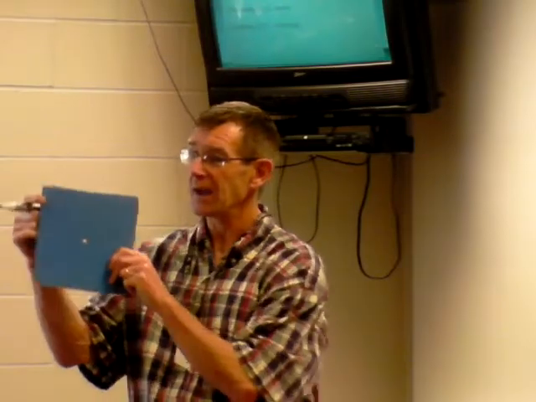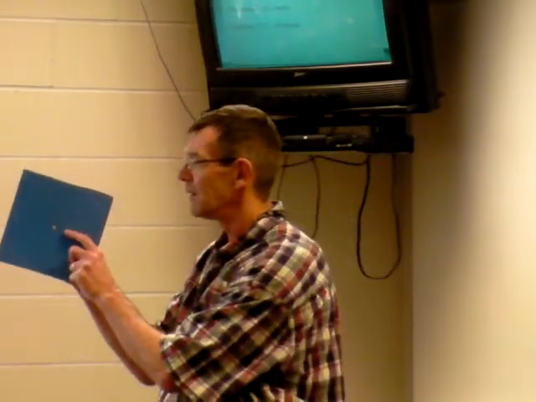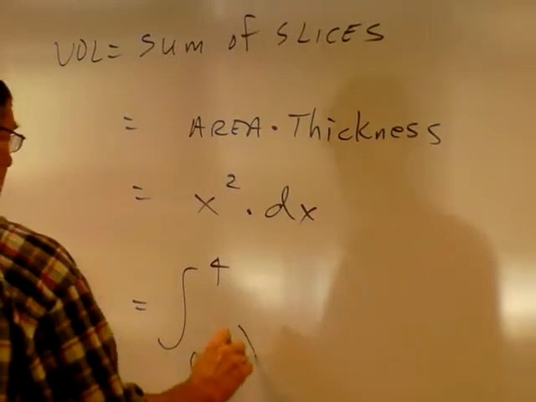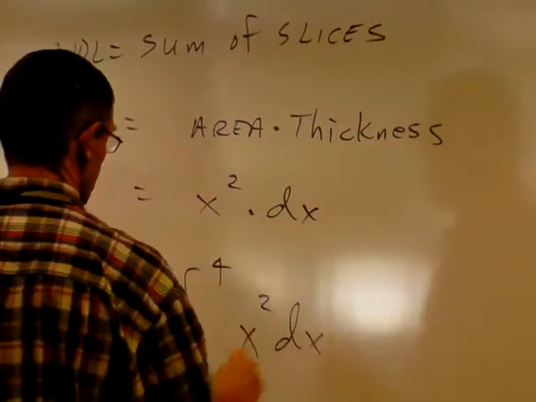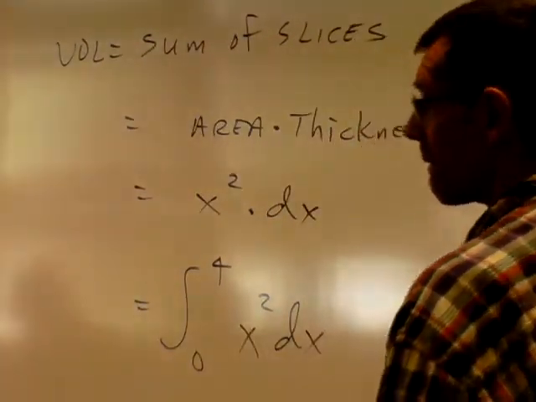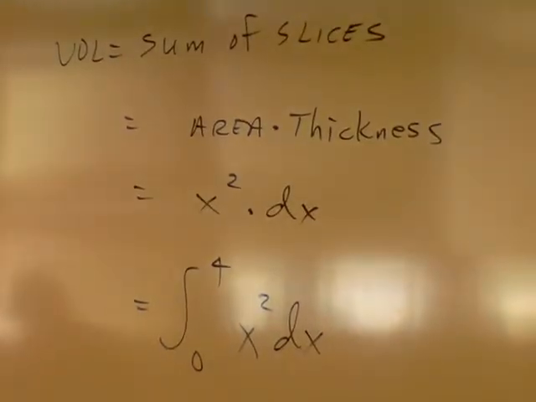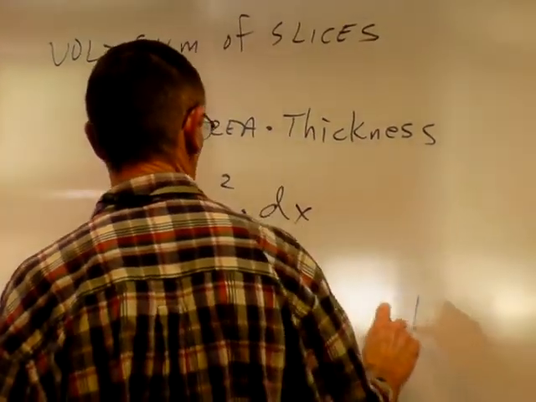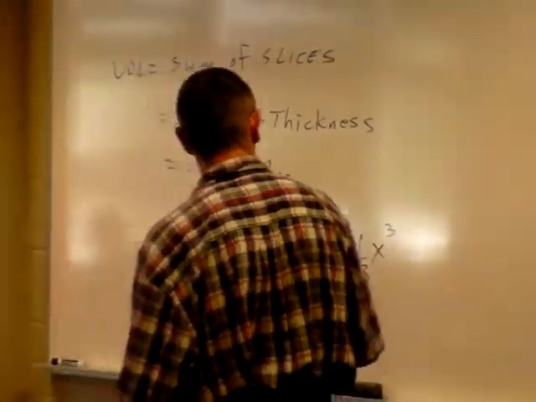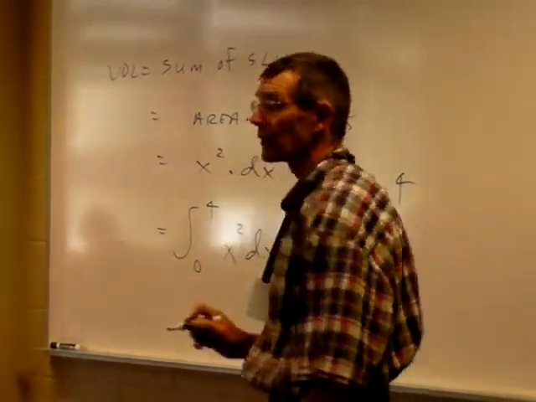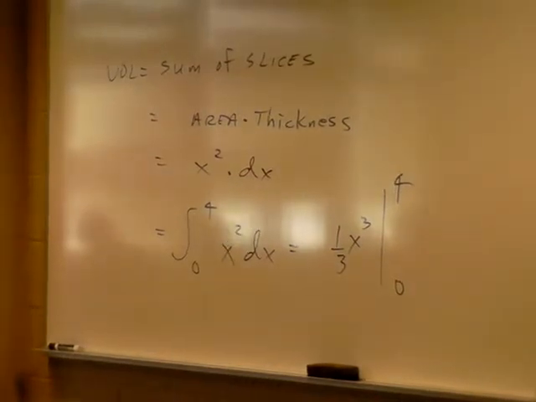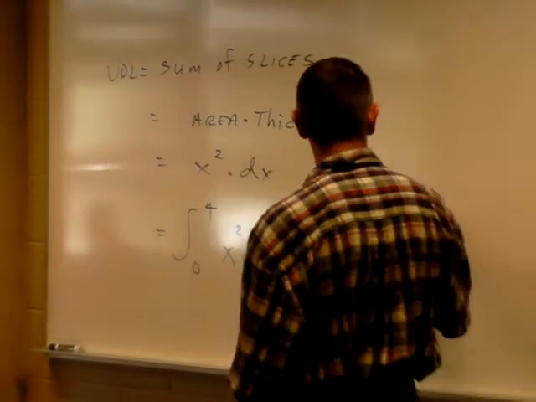It's x by x and has a thickness of dx. And then what are we going to do? We're going to add up all the slices that go from 0 to 4. So the total volume is simply the integral from 0 to 4 of the area of the slice times dx. Okay? Now you just work it out. It would be 1/3 x to the third, evaluated at 4 and at 0, which would be 64/3.